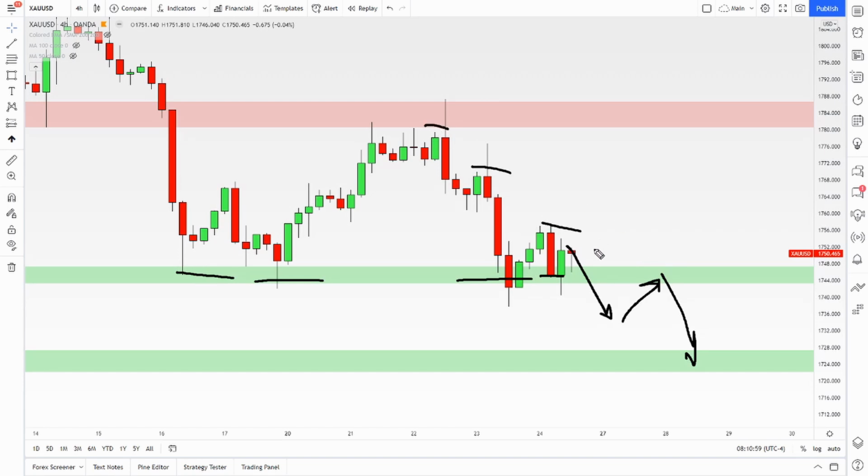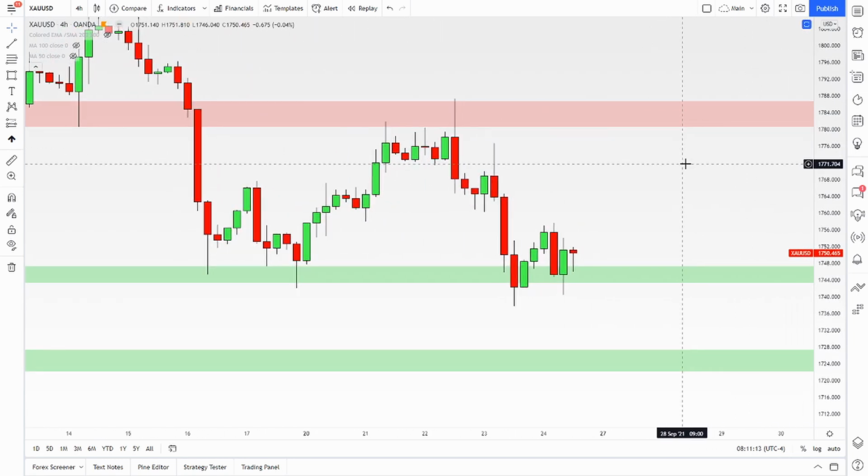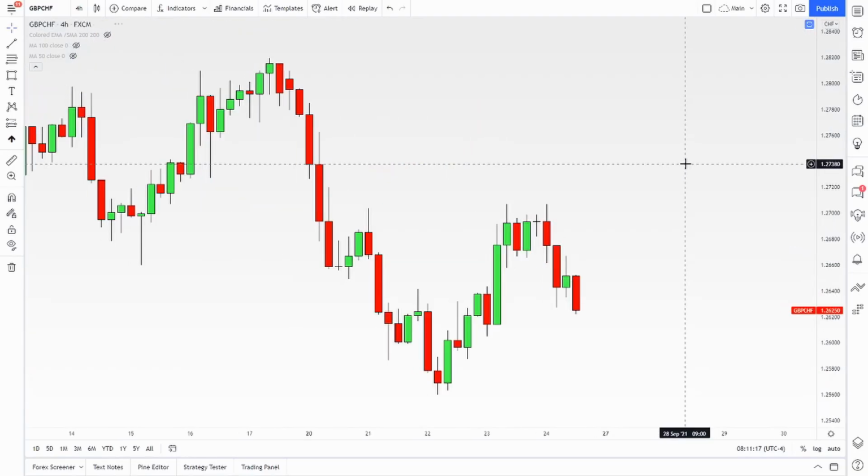Again, just for me, not really interested in being a buyer on gold just yet, unless things really start to change directions and you start to see some Fed things or dollar negative things. I just would personally be sort of on the sidelines with gold at this time. So what else? We could take a look at a couple more. GBP CHF is one that I wanted to look at.